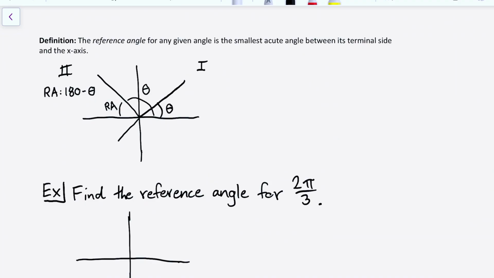In quadrant 3, say I have a quadrant 3 angle, this is the reference angle. And in quadrant 3, I can find that reference angle by taking the angle theta itself, which is a quadrant 3 angle, and subtracting 180 degrees. Finally, in quadrant 4, this is the reference angle. It's the smallest acute angle between that terminal side and the x-axis. In quadrant 4, I can take 360 degrees minus my angle theta to find the reference angle.